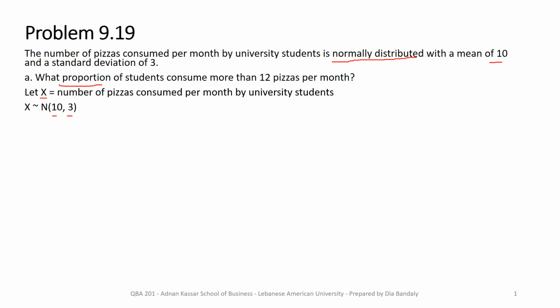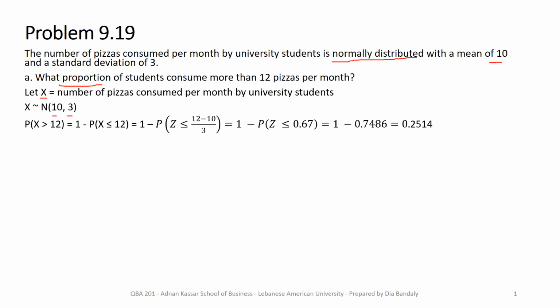Now we can convert the question into a probability statement. Remember that proportion is probability. So this is the probability that X is greater than 12. It's exactly the same thing that we were doing so far. We do the standardizing, using the standard deviation and the mean, so it's 1 minus P of Z less than 0.67. We read it from the table, we get this, and this is the final answer.